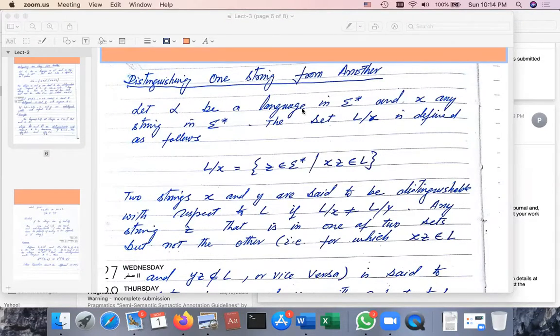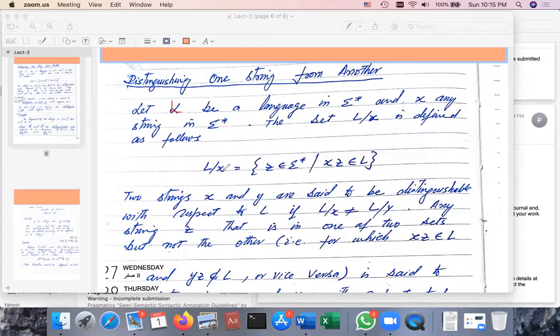Suppose L be a language in sigma star and x any string in sigma star. Then the set L over x, by the way, this is L basically, so you don't have to worry about it. So this is L. Then the set L over x is defined as follows. L over x, this is the mathematical representation of this theoretical stuff.